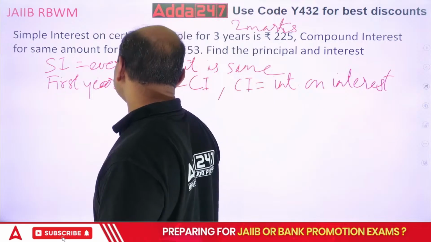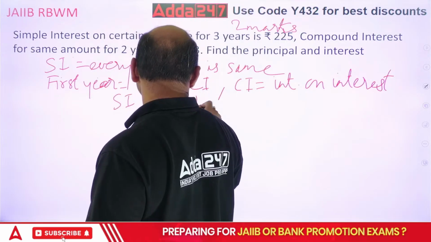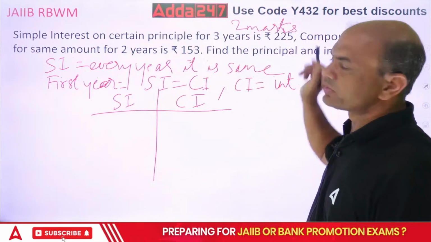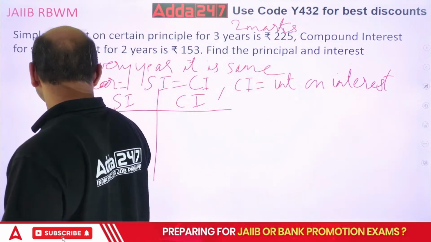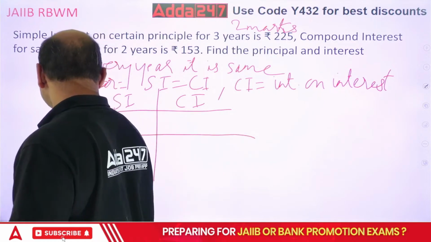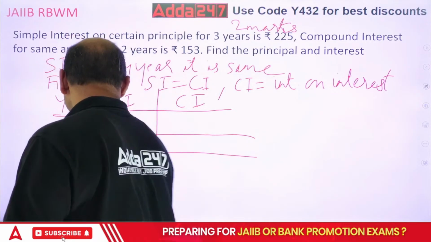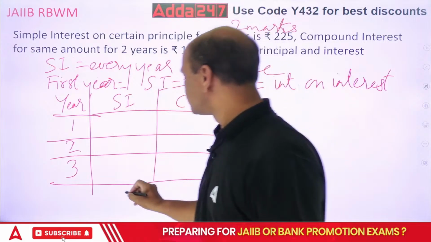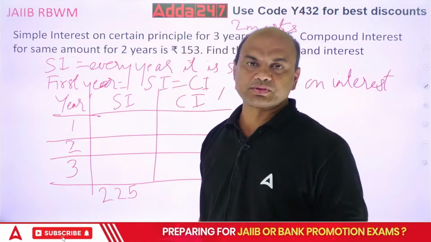So, simple interest. What is given? Let's write it. Simple interest, and second one is given as compound interest, right? What is given? Simple interest for 3 years is 225. For 3 years, 1, 2, 3. Okay, 3 years I have written. Total simple interest for 3 years is 225.